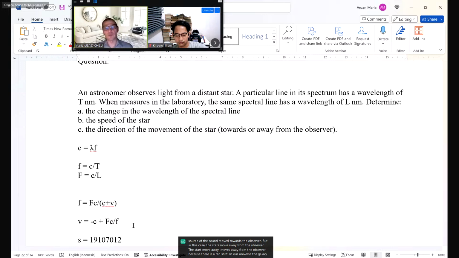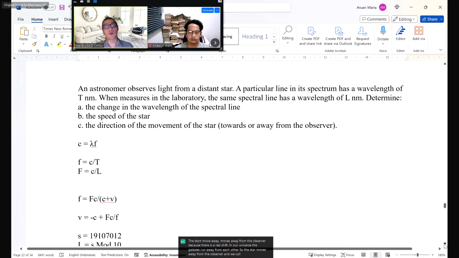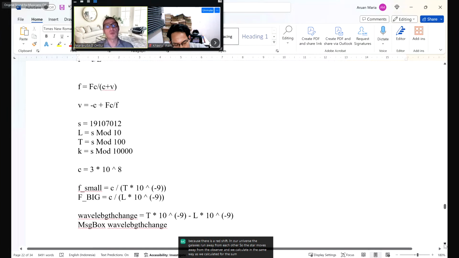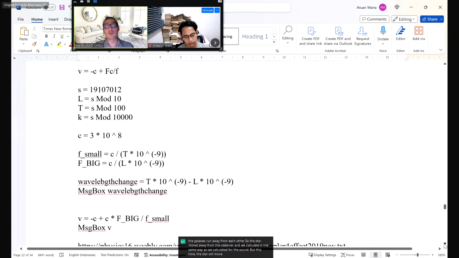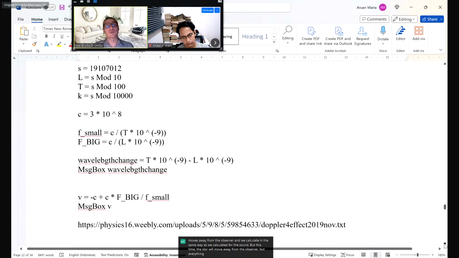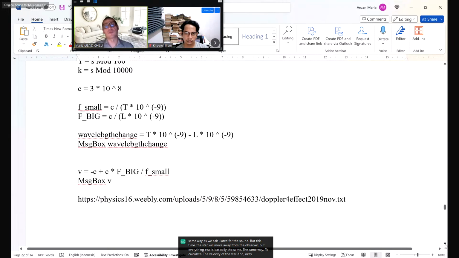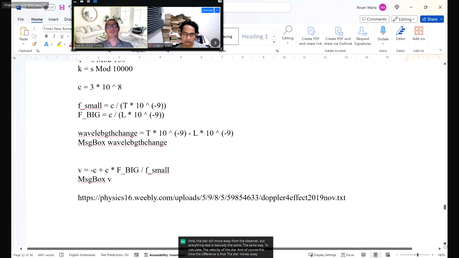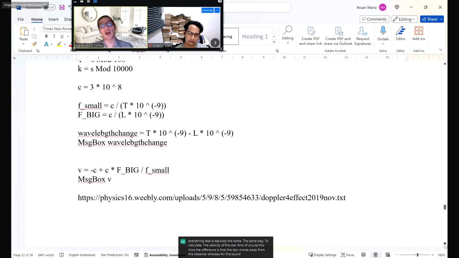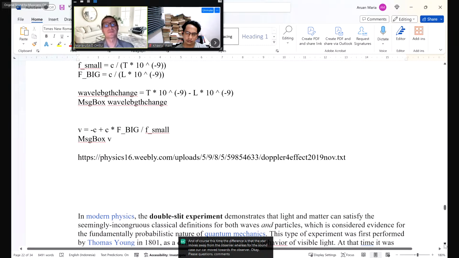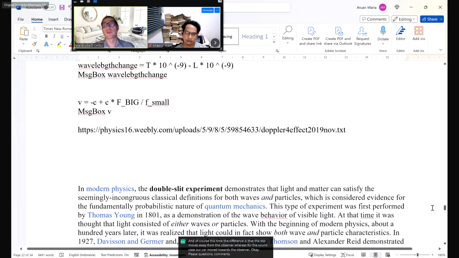The galaxies run away from each other. So the star moves away from the observer, and we calculate in the same way as we calculated for the sound, but this time the star moves away from the observer, and everything else is basically the same way to calculate the velocity of the star. And of course, the difference is that the star moves away from the observer, whereas for the sound case, our car moved towards the observer. Okay? Please, questions, comments.